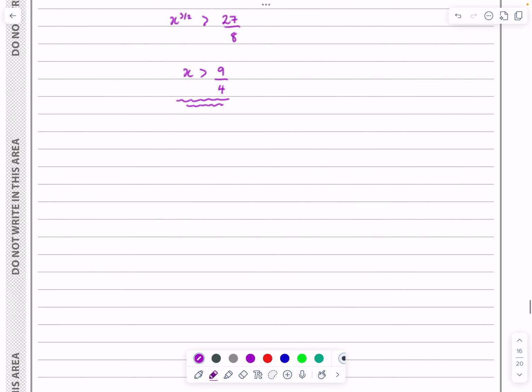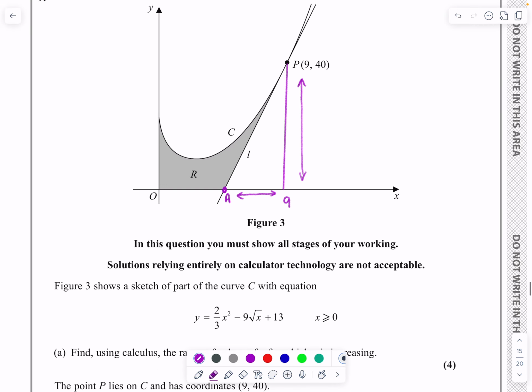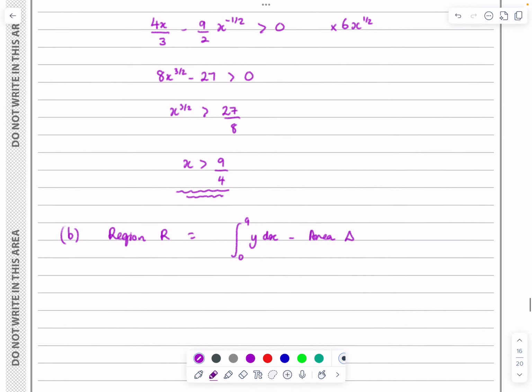So for part B, region R is equal to the area under the curve. I'm going to put that as being the integral of y dx between 0 and 9 minus the area of the triangle. What's the triangle? Let's call this B. The triangle ABP.